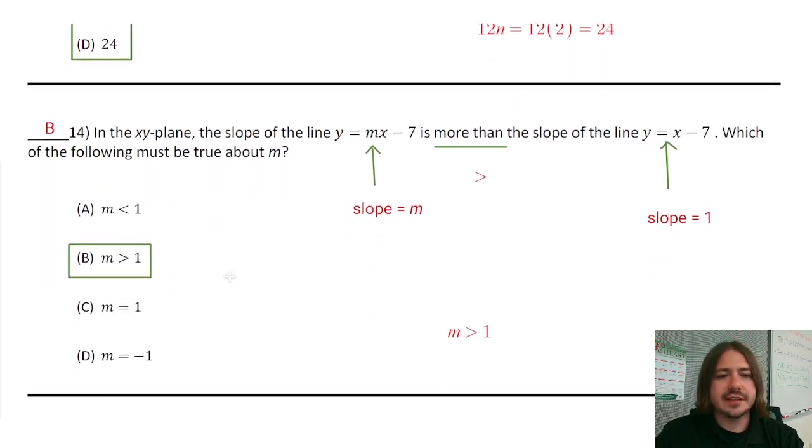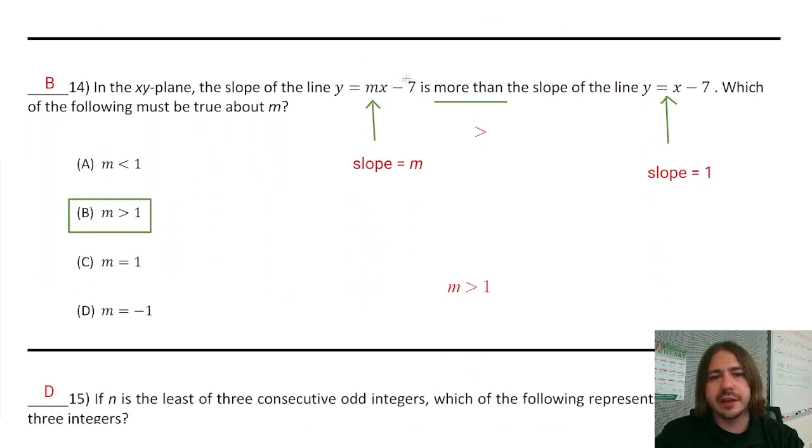Number 14 says in the xy plane, the slope of the line y equals mx minus 7 is more than the slope of the line y equals x minus 7. Which of the following must be true about m? Well, in this equation over here, y equals x minus 7, you don't see a number in front of the x, and that's where you typically find the slope. If it's in that mx plus b form, when you do not see a number in front of a variable, there is an assumed 1.